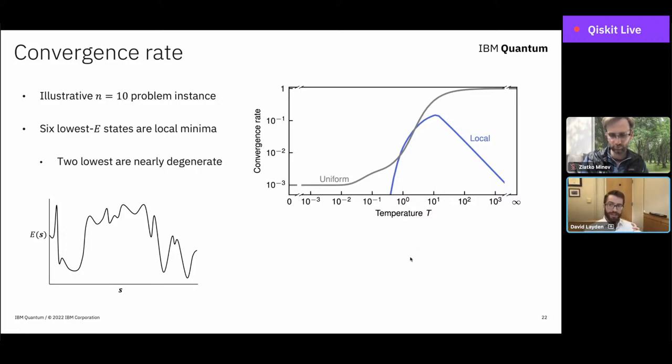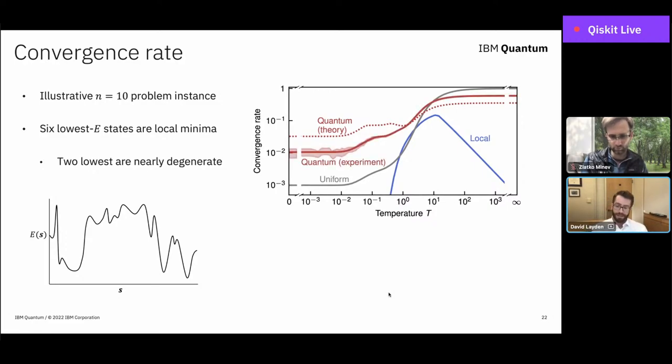In contrast, our quantum algorithm in classical simulations, at least with no noise, should give us the following convergence rate shown by the dotted line. What we actually observe in our experiments is instead this solid red line here, where the error bands denote 99% confidence intervals. As you can see, in the intermediate and low temperature regimes, the convergence is slower than it would be ideally without noise. We attribute this to being a mixture of the ideal quantum and a classical approach because of device noise, but we're still substantially faster than either of these two classical alternatives.